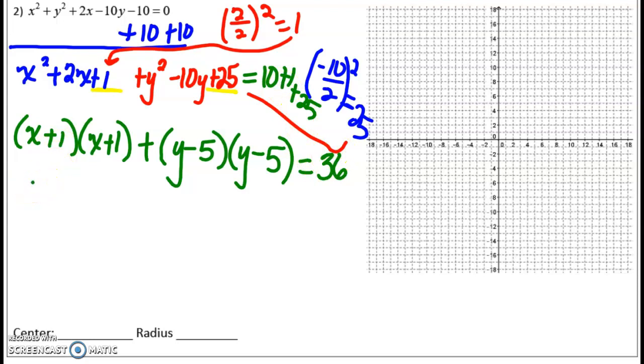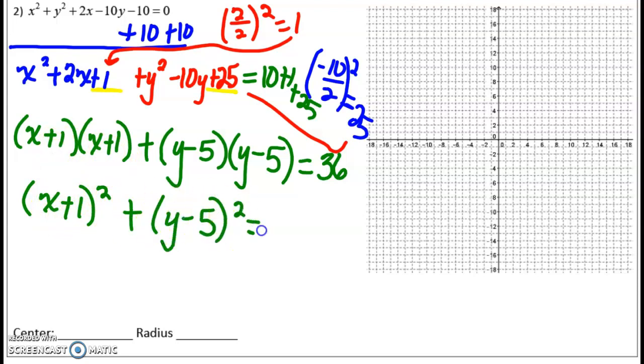We're just going to write this a little bit nicer. Instead of writing x plus 1 times x plus 1, I'm going to write that as x plus 1 squared, that quantity squared. Same thing here. Hopefully I didn't make any mistakes because nobody's here to tell me.